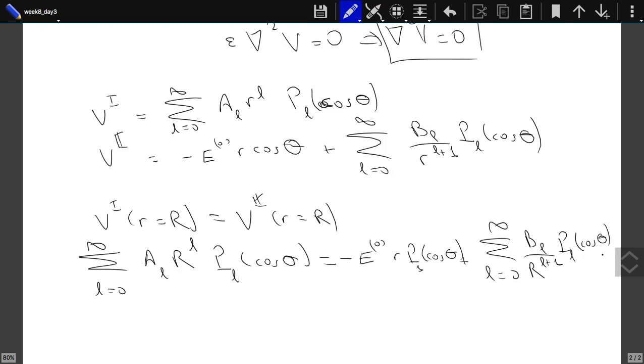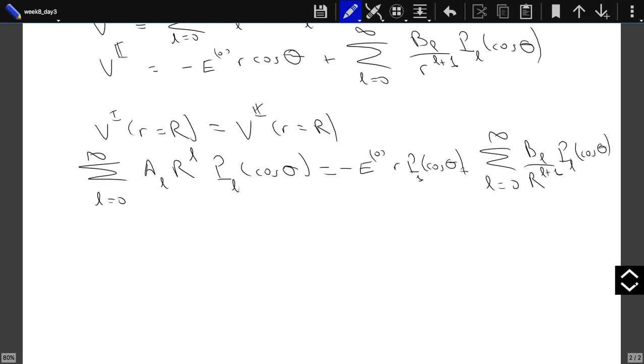Well, on both sides I have expressions that are linear combinations of these Legendre polynomials. One thing I know is that the Legendre polynomials are complete. Any function that is defined between -1 and 1 can be written in terms of the Legendre polynomials. Furthermore, if two such linear combinations are equal, then their coefficients have to be equal on both sides.